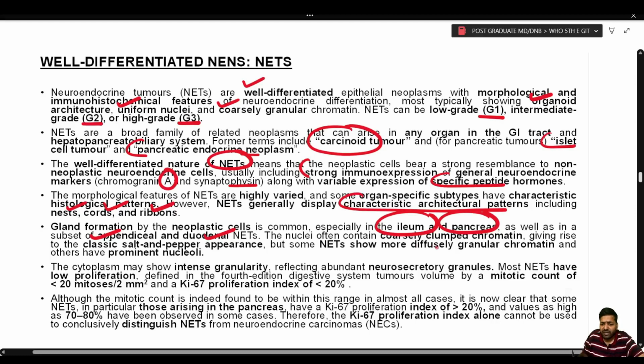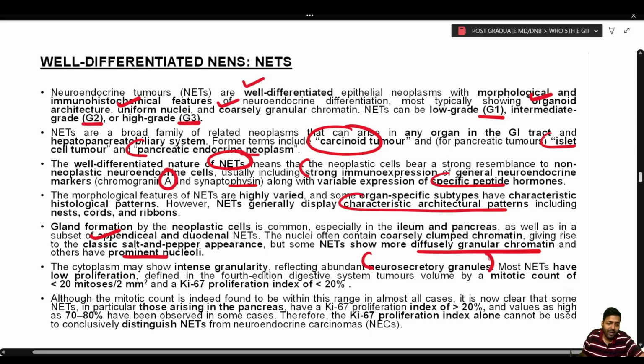Now, the nuclei often contain coarsely clumped chromatin, giving rise to the classic salt and pepper appearance. But some neuroendocrine tumors show more diffusely granular chromatin and others have prominent nucleoli as well. So there are certain generalized features that you will see across all the well differentiated neuroendocrine neoplasms, and sometimes you can see variations which can be attributed to a particular organ. Okay. Now, the cytoplasm may show intense granularity reflecting the abundance of the neurosecretory granules.